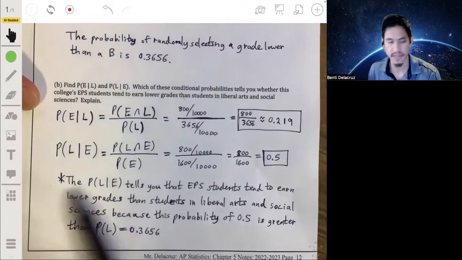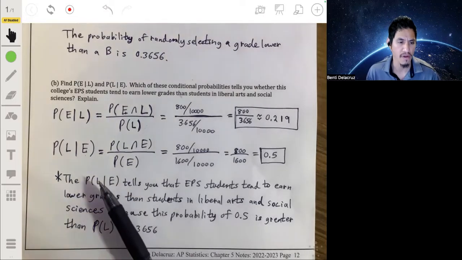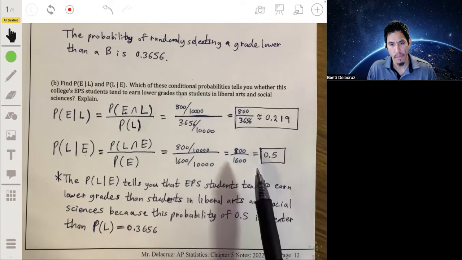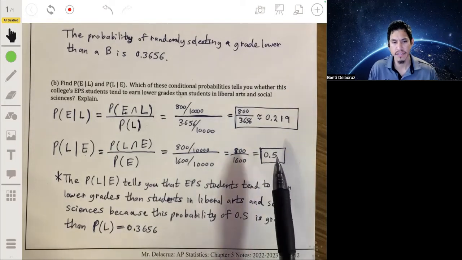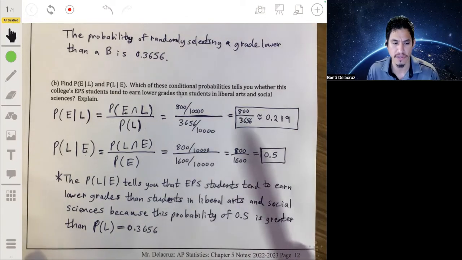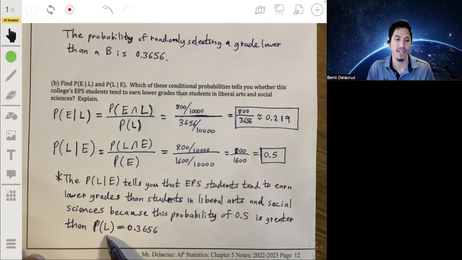All right, so here you go. Here's the answer. I've written it all out. The probability of getting a grade lower than a B given engineering is 0.5. And that tells you that the engineering students, again, get lower grades on average than the other students, because this is higher than the probability of just getting a grade lower than B, which we found to be 0.3656.